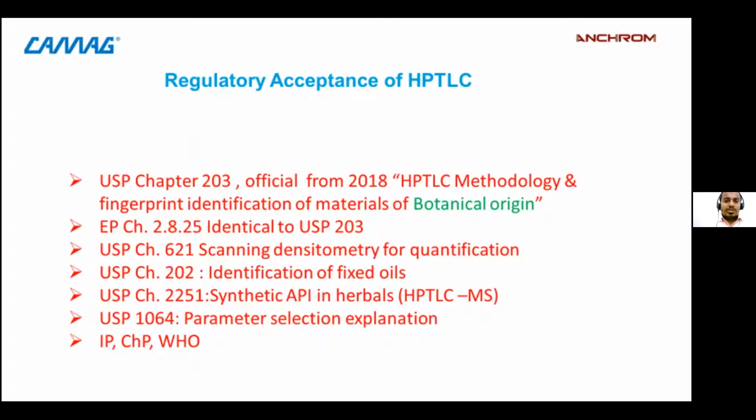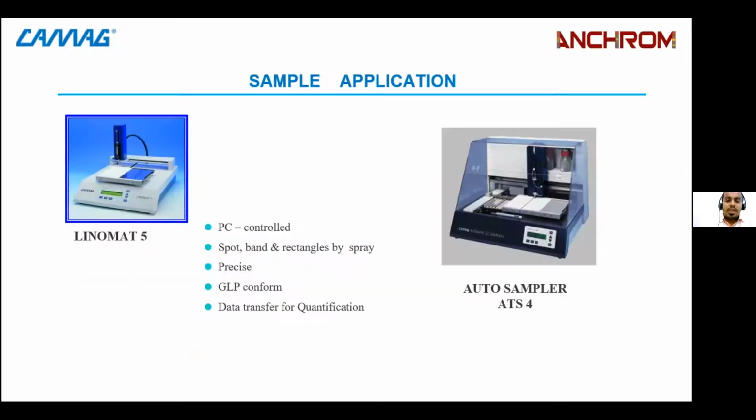As per the regulatory acceptance of HPTLC, it is official in USP, official from 2018. European Pharmacopoeia, USP chapter 621 for scanning densitometry for quantification work, USP chapter 202 for identification of fixed oil, and you have USP chapter 1064, which talks about the parameters you are going to use for the analysis. It is official in IP, Chinese Pharmacopoeia, and WHO guidelines for herbal medicines. One by one, I will go through each and every module.